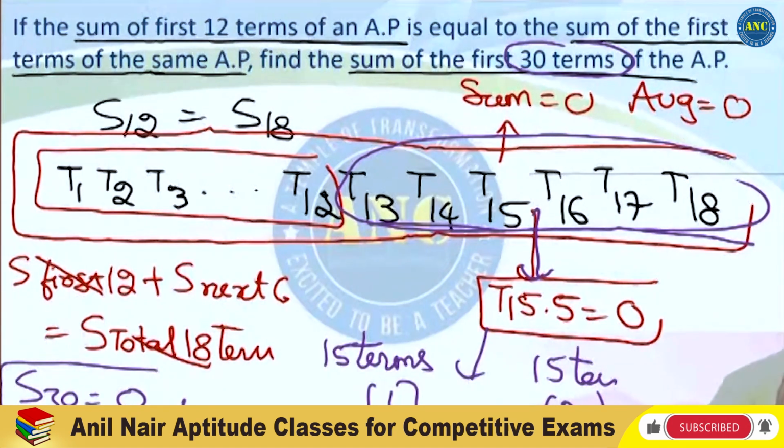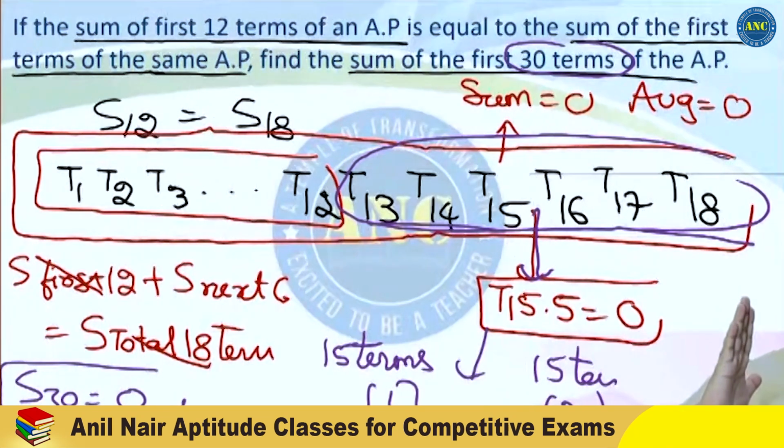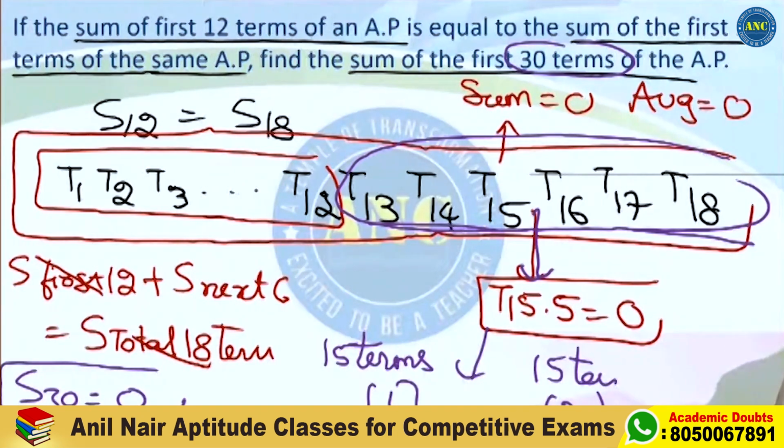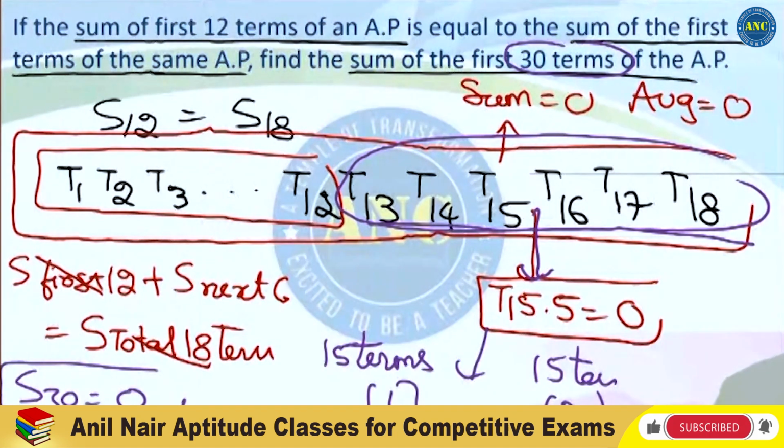Again, look at me, sir. There are 12 terms given. There are 18 terms given. He is telling the sum of the first 12 terms is equivalent to the sum of 18 terms. That means the next 6 terms sum is 0. The average of the last 6 terms is 0. 3 to the left, 3 to the right. Middle value of the last 6, T15.5, is 0. When you got T15.5, that is straight away nothing but the average of the question.